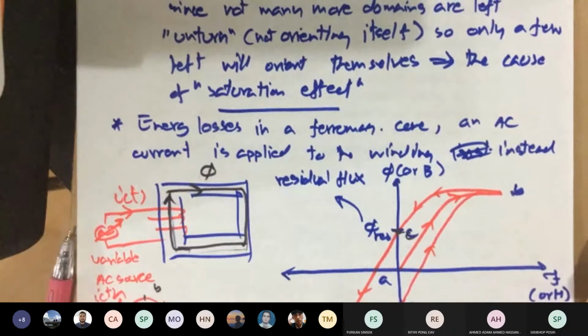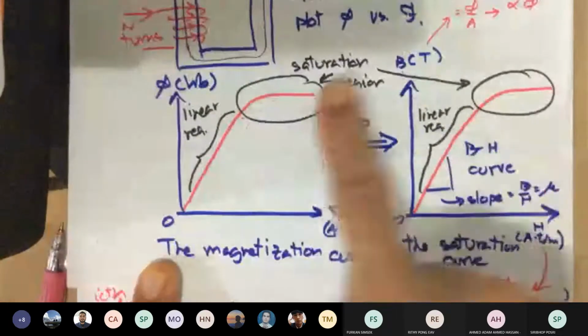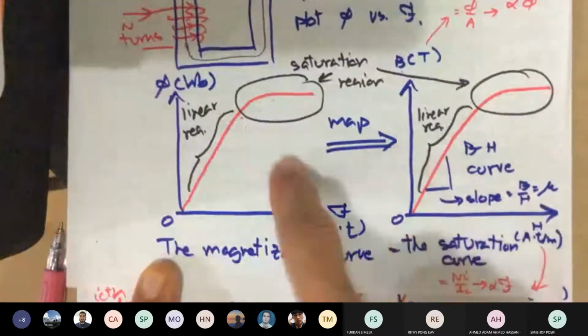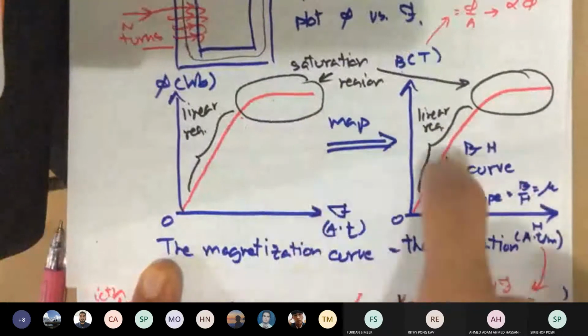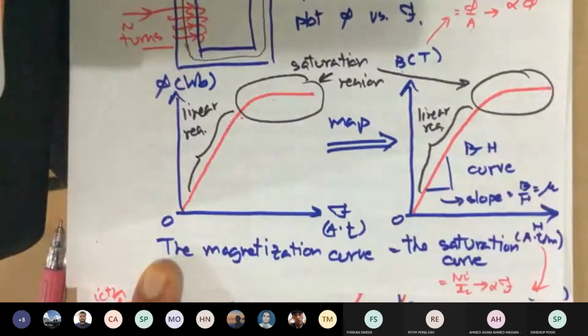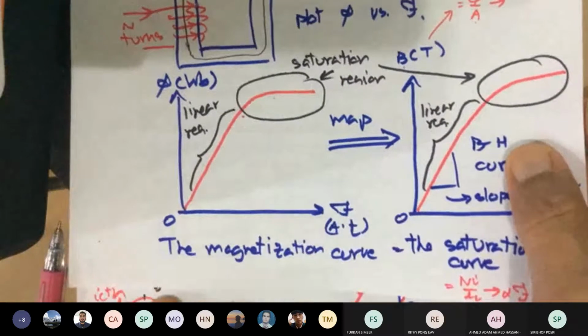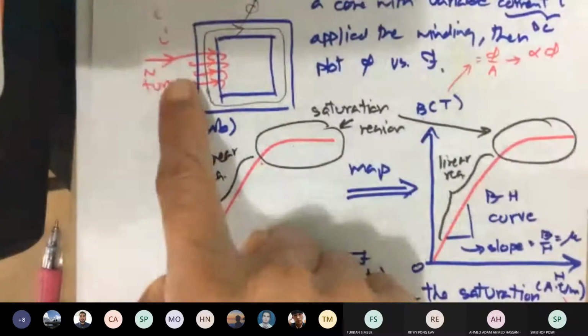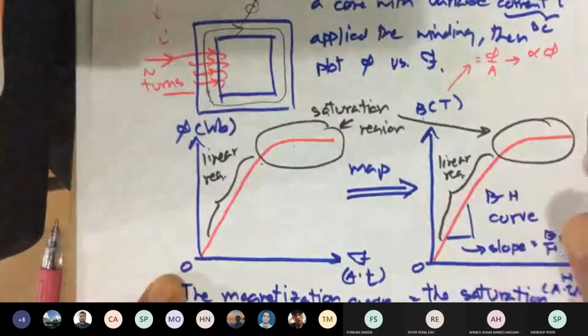Okay. Now, that's for assuming a DC. So we know how we achieve this saturation curve and the BH curve together. Sometimes they are used synonymously. Okay, now what happens if we change this current into an AC world, sinusoidal?